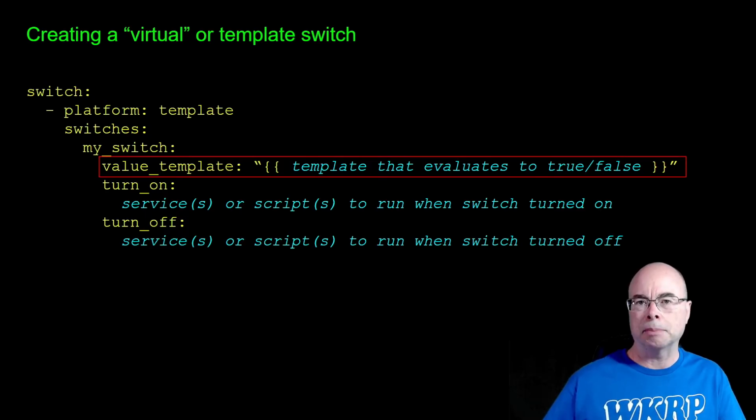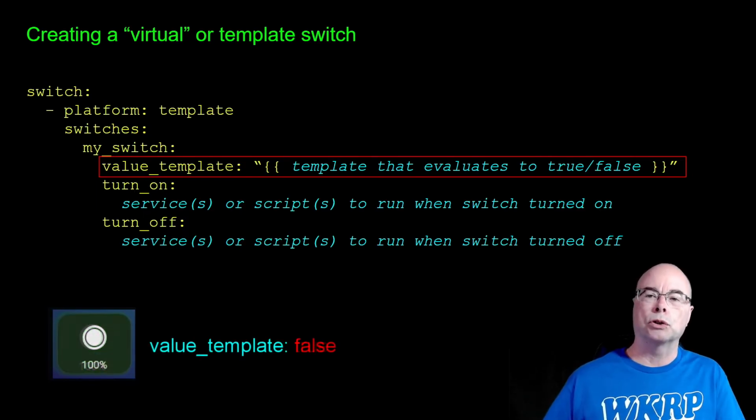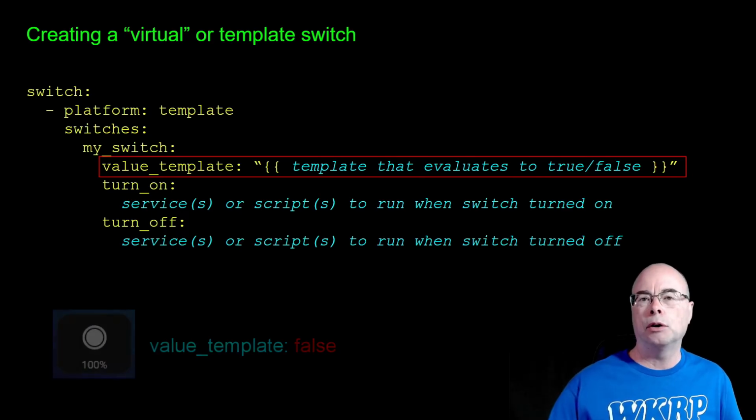We're going to use a template, and don't worry, it's not going to be hard to write, that always evaluates either true or false. When it's true, the switch will be turned on. When it's false, the switch will be turned off. Then there are a couple of other parts.